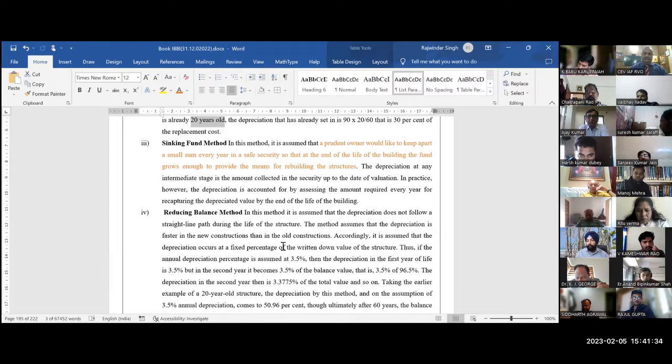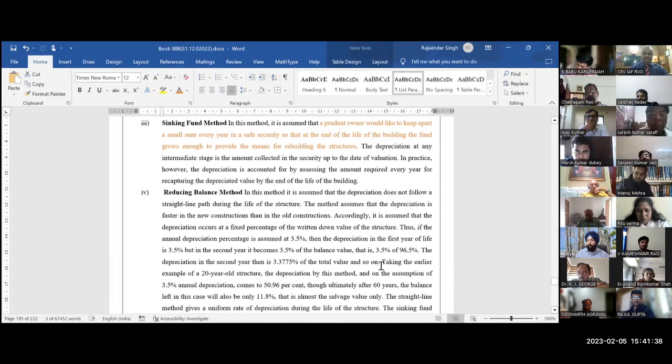And in the next year, depreciation will be applied on 96.5%. If you apply 3.5% on 96.5%, it will become 3.3775%.